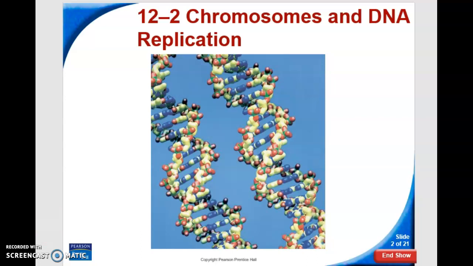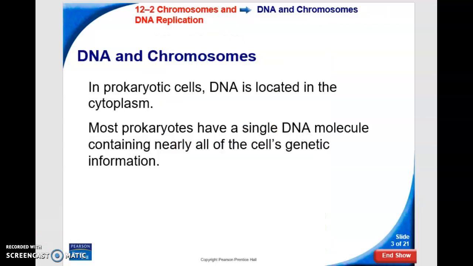So when we're talking about chromosomes in your DNA, we talk all the way back to Chapter 7 when we talked about the difference between a prokaryote and a eukaryote. Prokaryotes are the small organisms such as bacteria. We know that they don't have a nucleus, so their DNA is just located in the cytoplasm. They have a single DNA molecule containing nearly all of the genetic information that it needs.